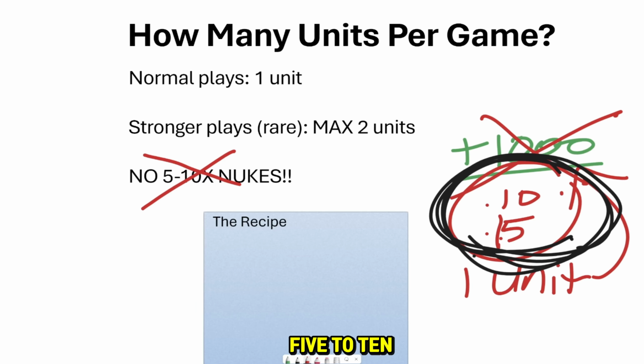And no 5 to 10 unit nukes. I see that sometimes on social media where someone will put 5 or 10 units on a single play. You should never put that much on a single individual play. But hey, some people do it, and that's their style.